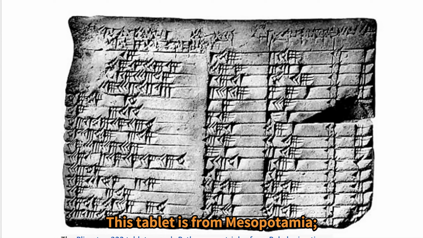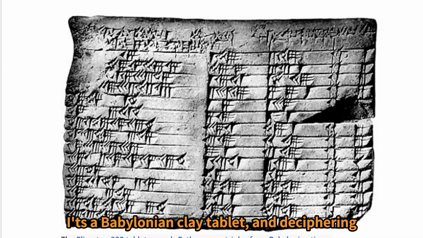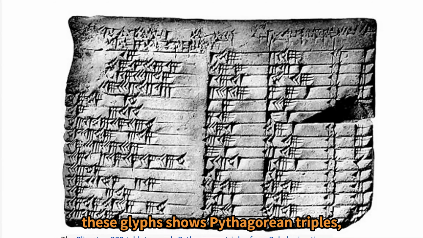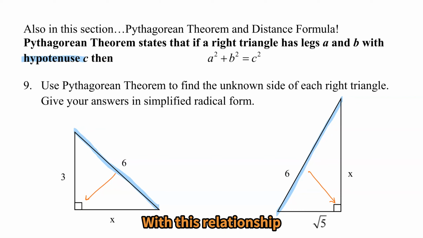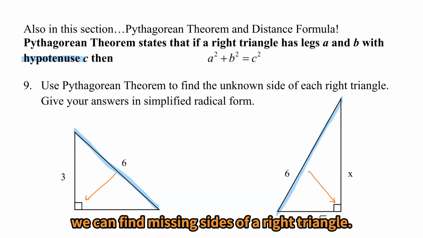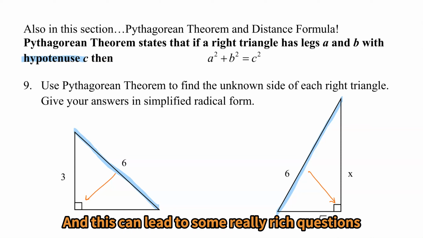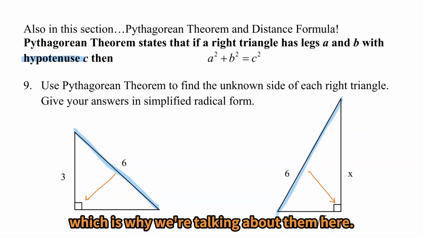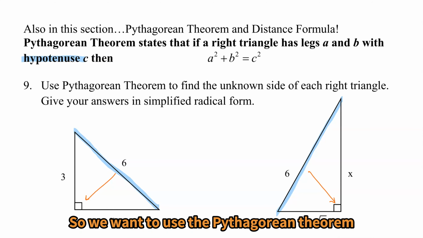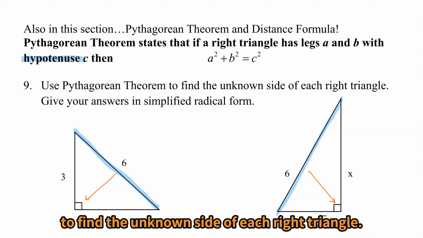This tablet is from Mesopotamia. It's called Plimpton 322, a Babylonian clay tablet. Deciphering these glyphs shows Pythagorean triples, three whole numbers that make that equation true. There's a lot of fun research done on the Pythagorean theorem. With this relationship, we can find missing sides of a right triangle, and this can lead to some really rich questions in trigonometry and calculus, which is why we're talking about them here. So we want to use the Pythagorean theorem to find the unknown side of each right triangle.